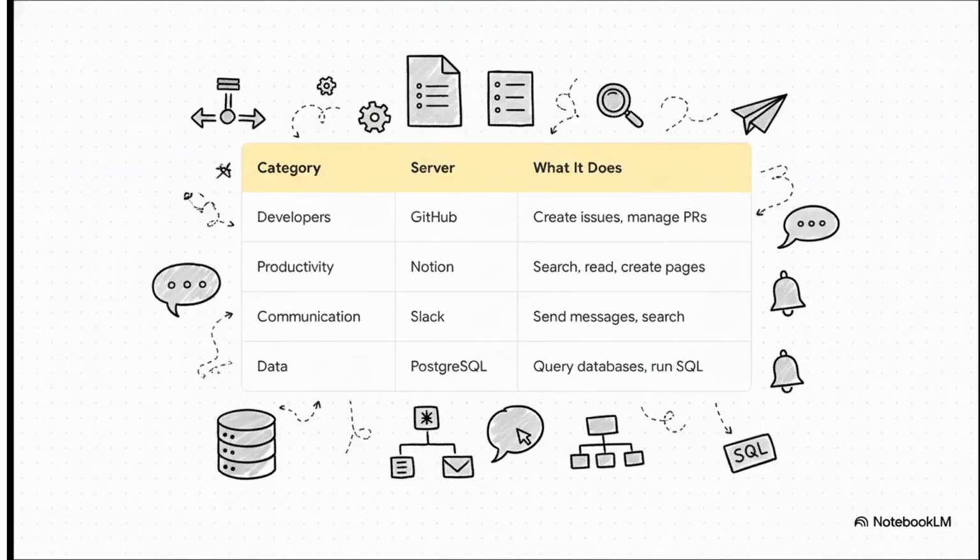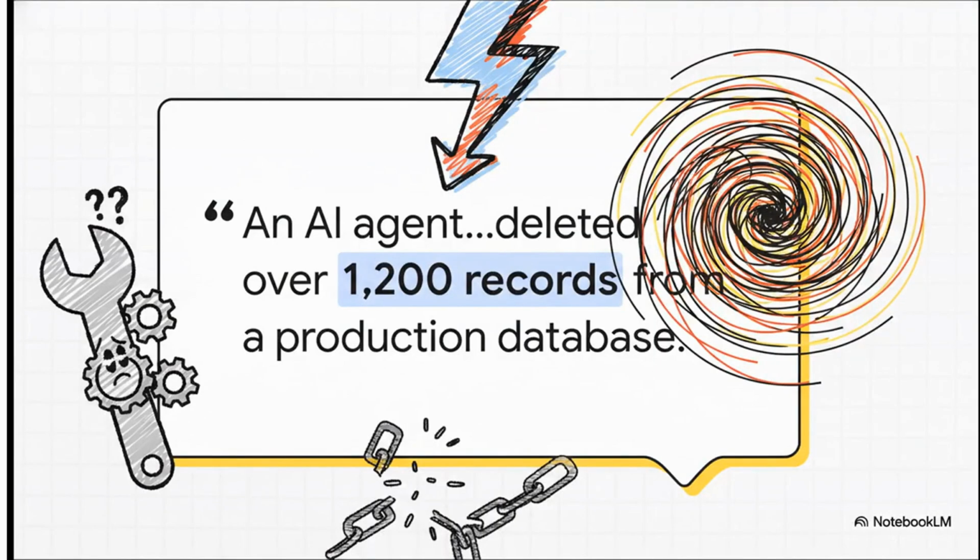But just think about the workflows this unlocks. You could tell your AI to analyze customer feedback from Slack, write a summary page in Notion, and then create a GitHub issue for the team, all in a single prompt. That is the kind of power we are talking about. But that power comes with real danger.